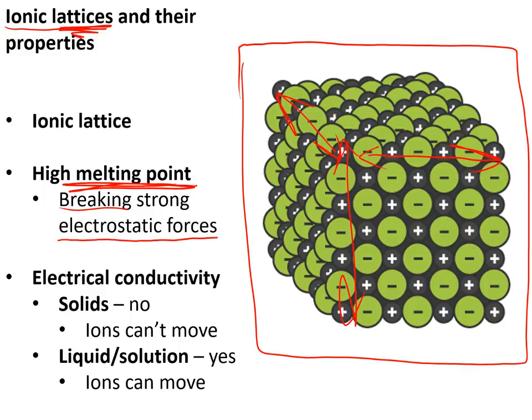Now, these things do not conduct electricity when they are solid. That's because when they're solid, these ions cannot move. They're locked tightly in place. However, if you melt them or dissolve them to make them liquid, then ionic compounds do conduct electricity because the ions are then free to move around.